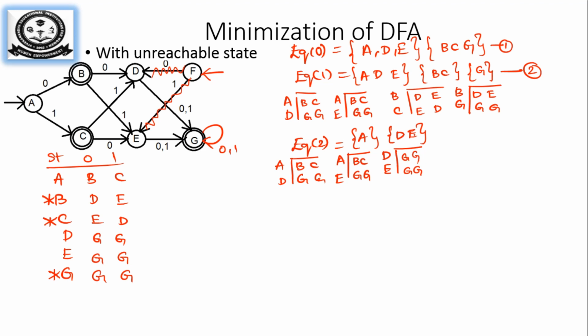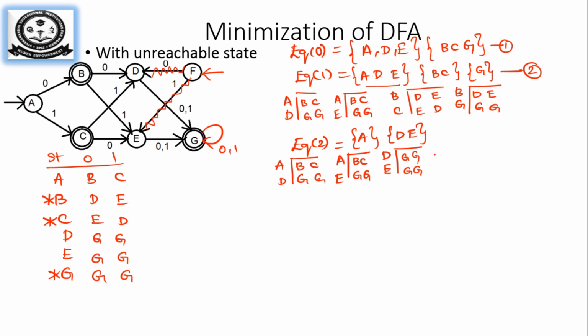I repeat again, in the set ADE, we have checked A and D. Both A and D are in different sets for equivalence 2. Now E has to be checked with A as well as D. If A and D are standing in the same set, then you can check with either A or D. But they are in different sets, so you have to check with both sets.